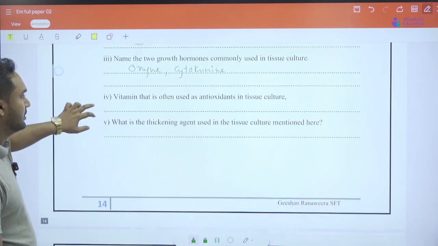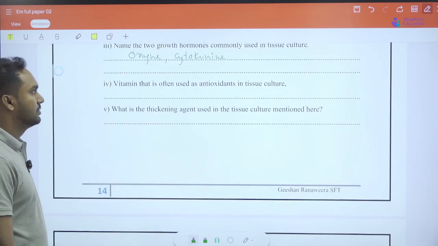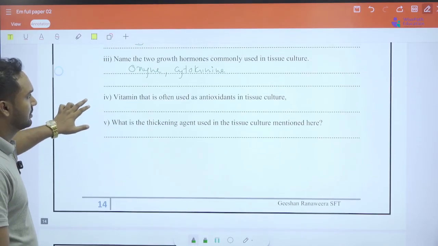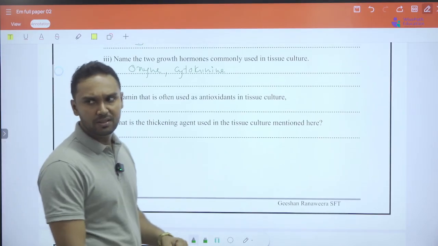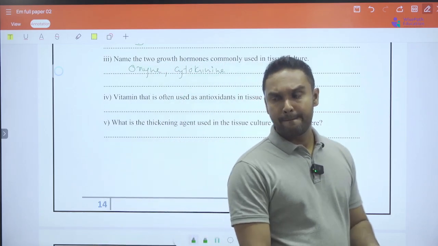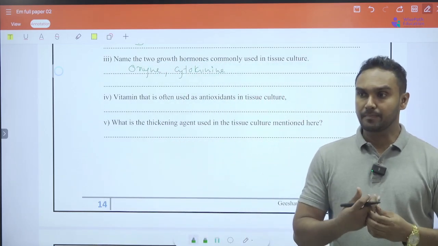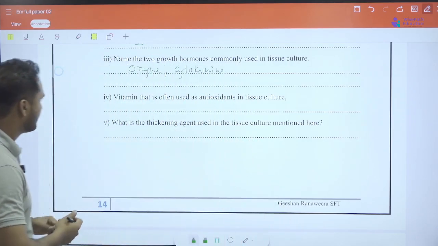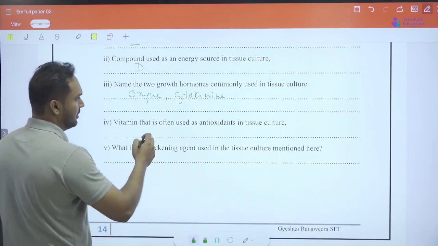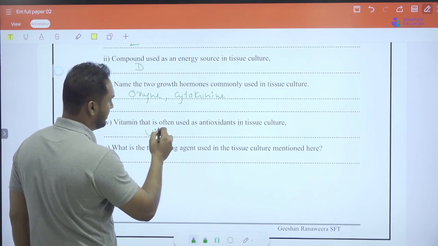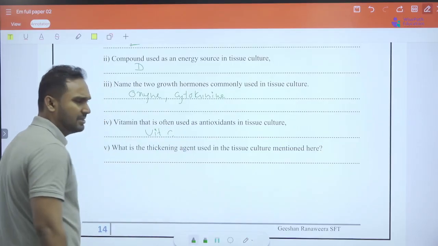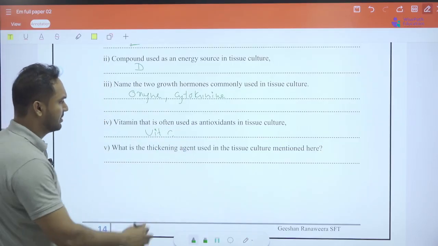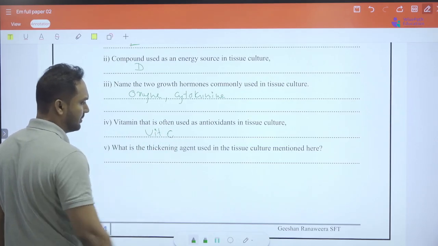Vitamin that is often used as an antioxidant in the tissue culture. It's given here, is it? No, they're asking for the vitamin commonly used. What is the vitamin commonly used? C. Yeah, I think the C was there. Right, and it's an antioxidant as well. I think C is the only antioxidant, isn't it? All the others have different functions. C is an antioxidant anyway.